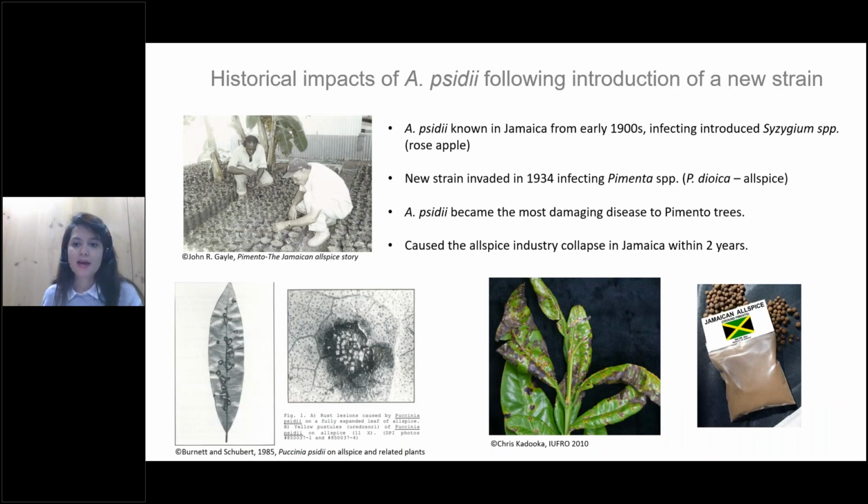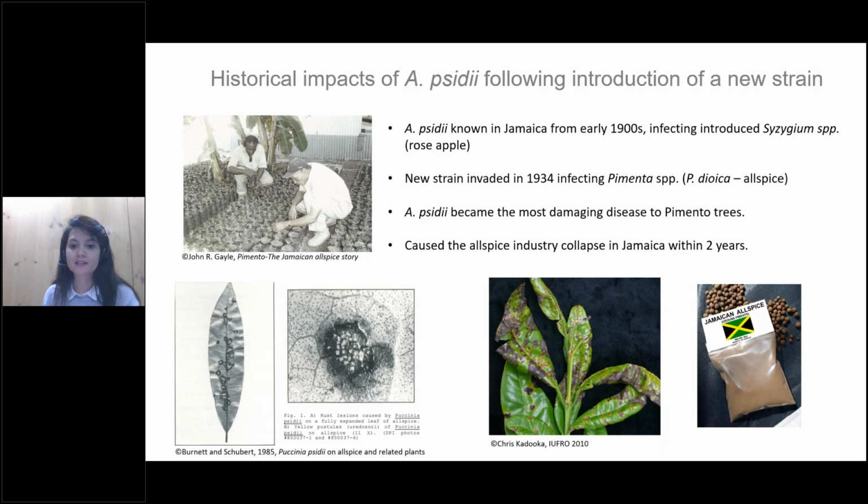So serious impacts of new strains of Myrtle Rust being introduced in areas already infected by the rust have occurred in the past. And one of the most famous examples comes from Jamaica with the allspice industry, which is also known as the Jamaican pepper. So back in the early 90s, a strain of Myrtle Rust was present in Jamaica and only infecting Syzygium species. This was not really a problem since Syzygium species were exotics and it was not causing any economic impact.